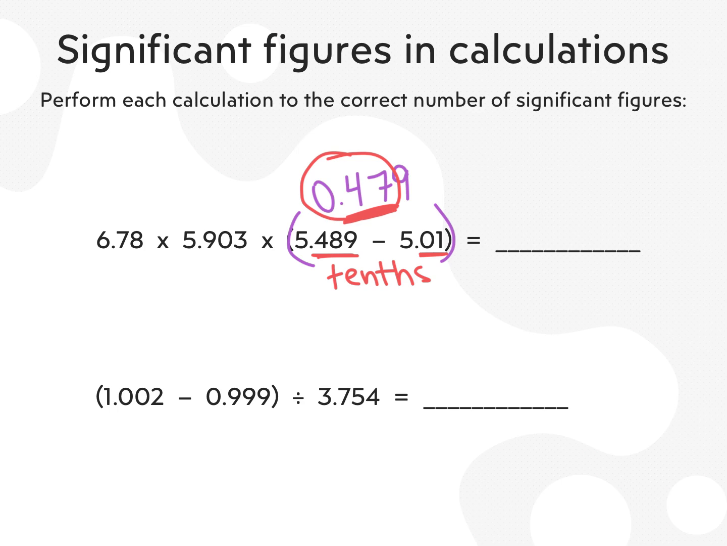But I'm only going to round when I get to the end. So I'm going to leave the entire 0.479 in my calculator, but I'm going to remember that my answer rounds to the tenths place. So now order of operations says I'm also going to do my multiplying. So I'm going to take that 0.479 times 6.78 times 5.903, and I get 19.1707 without rounding.